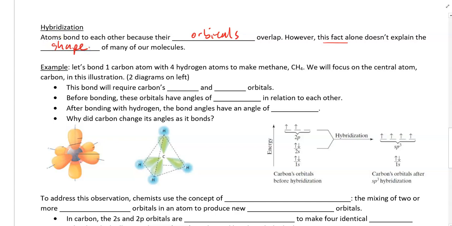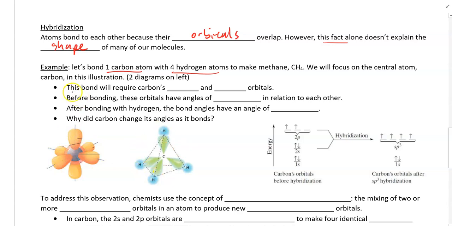Right? So again, we're talking about atoms that bond together. They make molecules. Why then are the shapes the way they are? Let's use this example to illustrate that idea. Let's go ahead and take one carbon atom and 4 hydrogen atoms to eventually make our friend methane, CH4. Our focus here is going to be on the central atom, carbon. Now, again, I know hydrogen is still important, but that's not the main idea that we're trying to show here. So we're going to take a look at these two diagrams on the left to illustrate that point.